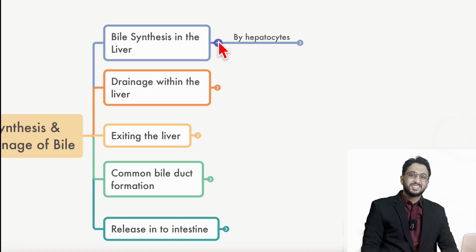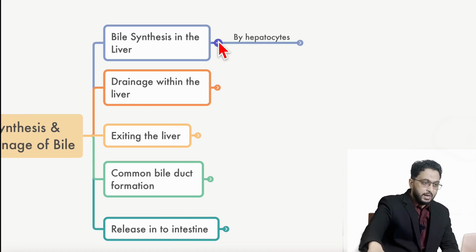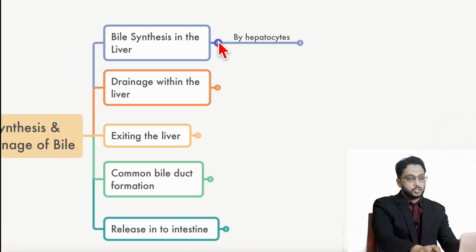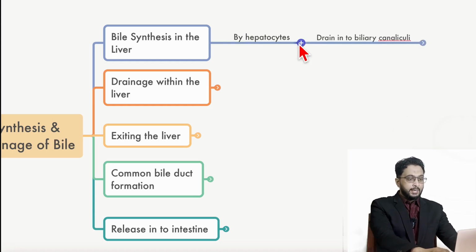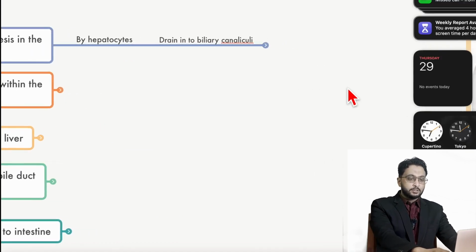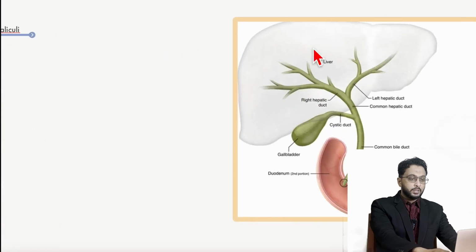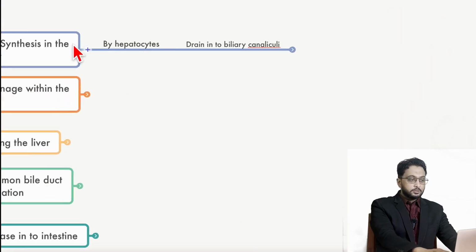As I've told you, the synthesis happens in the hepatocytes, or it is done by hepatocytes, and the hepatocyte releases it in between the hepatocytes. Just imagine this particular picture: there are hepatocytes, and in between the hepatocytes there are canaliculi. So this bile is drained into the canaliculi, which are between the hepatocytes.